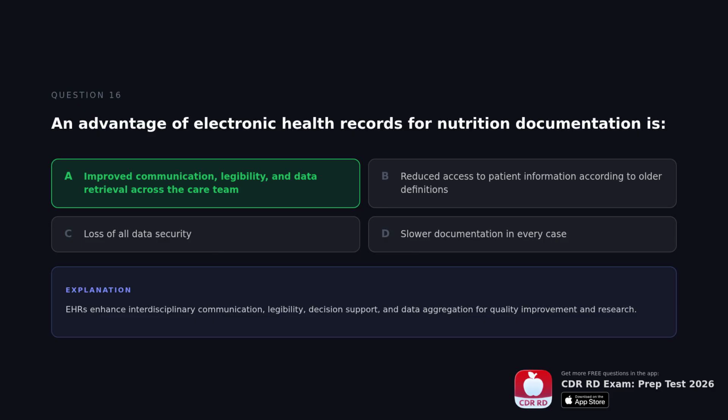The correct answer is improved communication, legibility, and data retrieval across the care team. EHRs enhance interdisciplinary communication, legibility, decision support, and data aggregation for quality improvement and research.